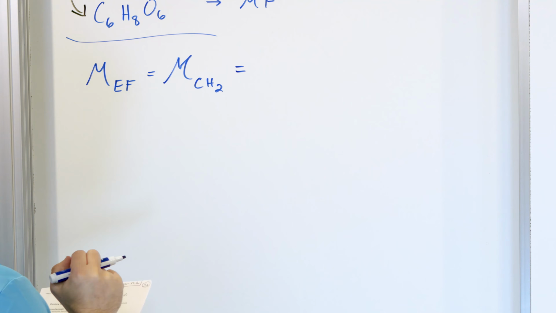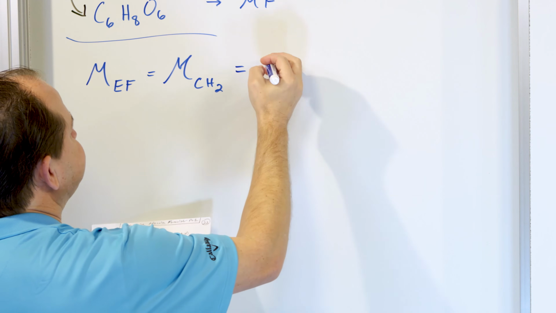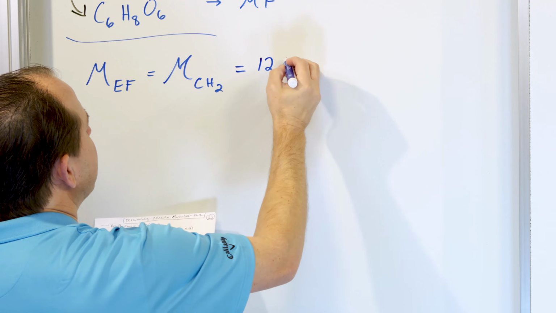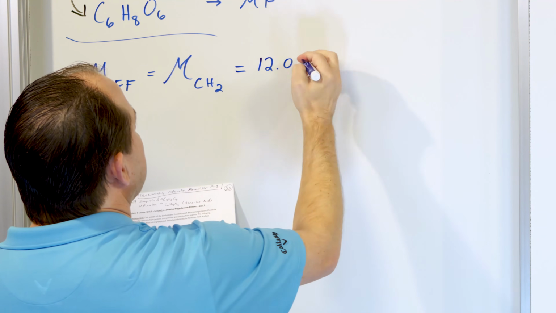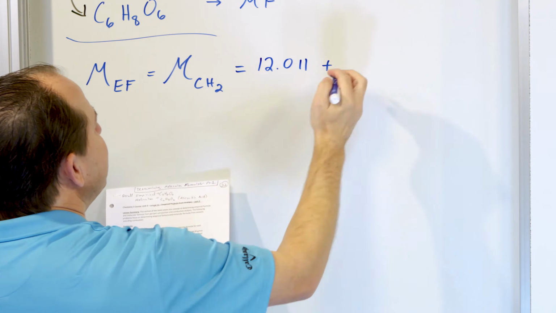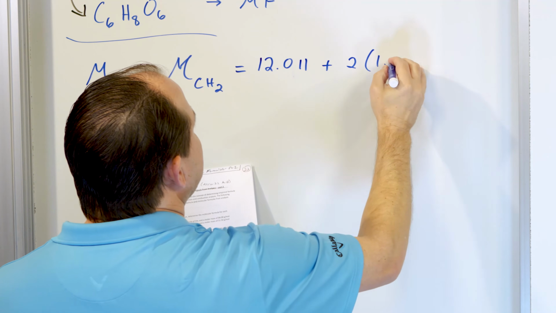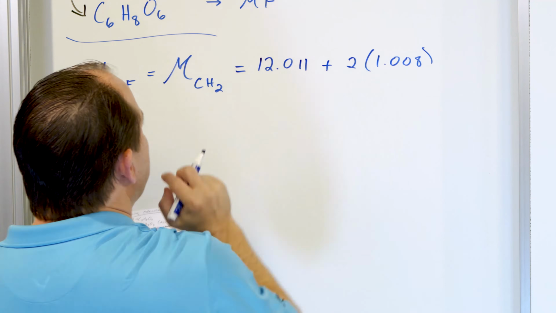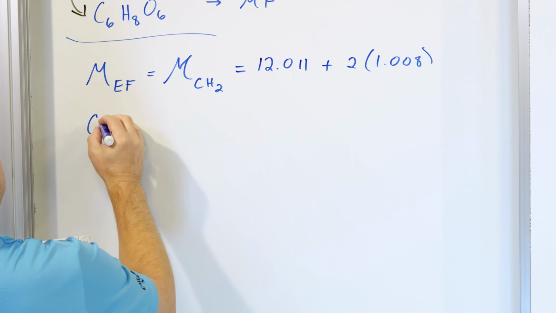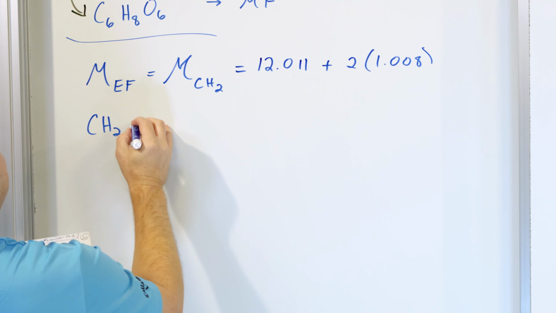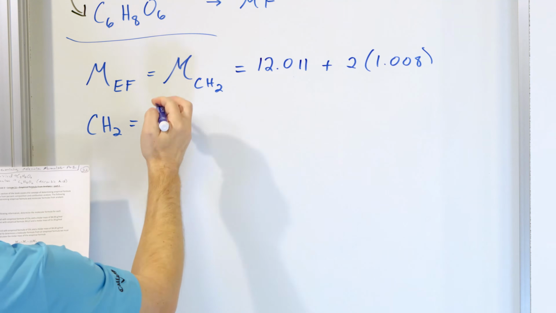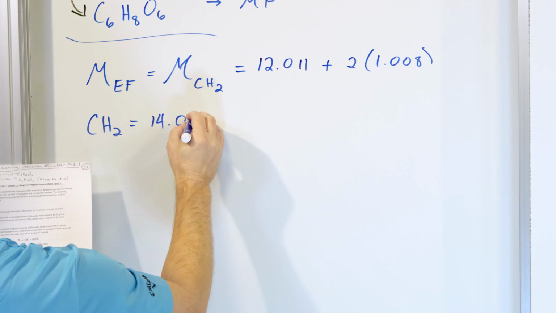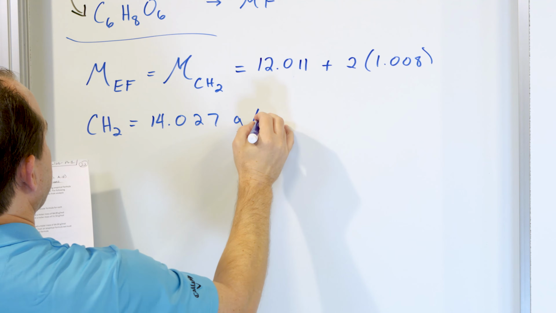So how do we find the molar mass of CH2? It has 1 carbon, so that's 12.011 grams per mole, but we have 2 hydrogens, which is 1.008. This is in grams per mole, right? So for CH2, the molar mass, when you take 2 times this and add the 12.011, you get 14.027 grams per mole.